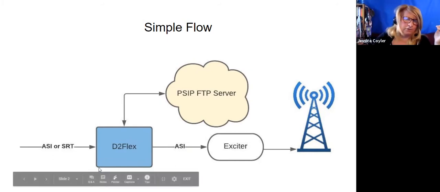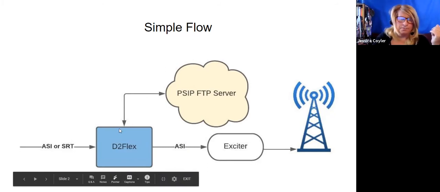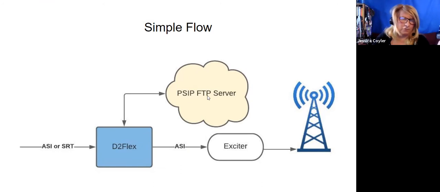And then we just come into our box. The box, the Flex, calls out to the FTP server. It pulls in the tables, and then it muxes it into the ASI that's already coming through, and then goes out to the exciter. It's simple. It's easy. It's very effective. It's very cost effective, and it works nice because you can use some more cost-effective encoders.